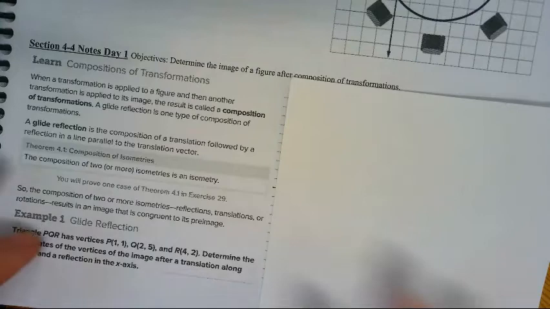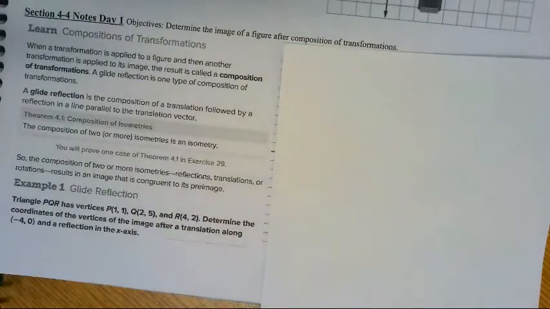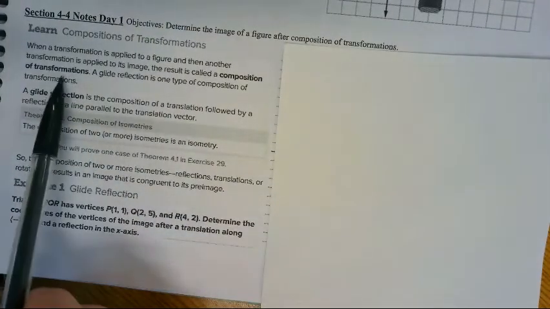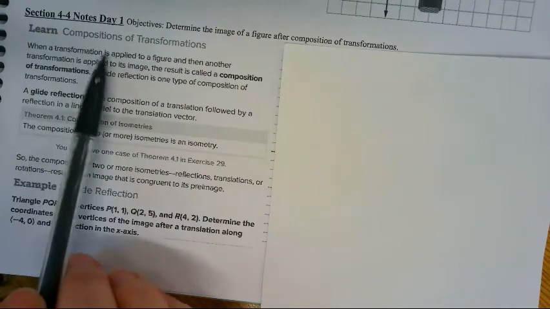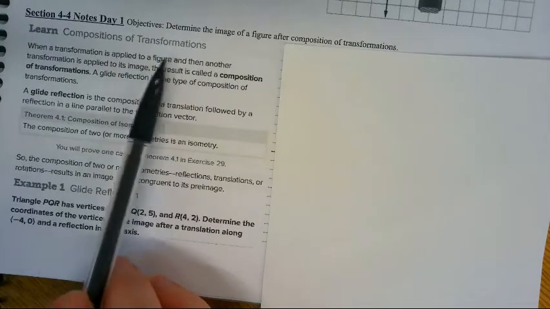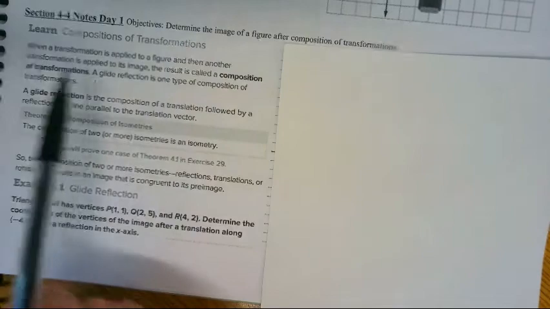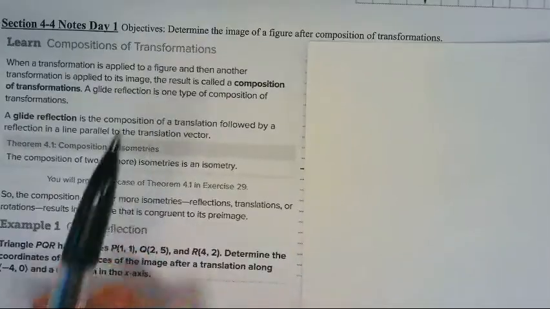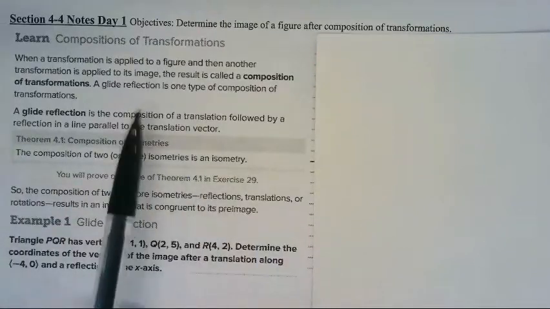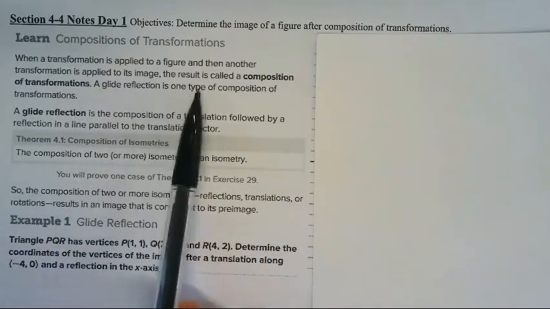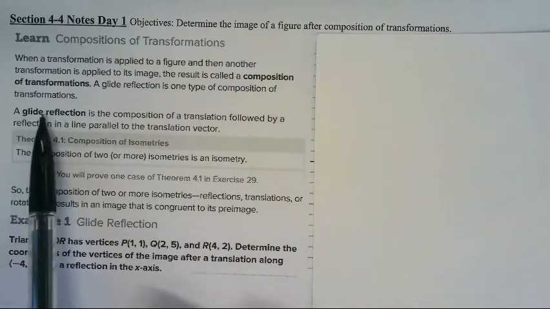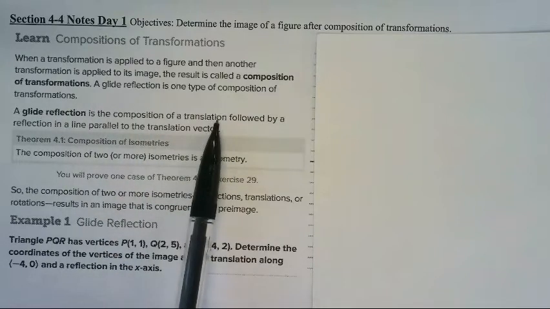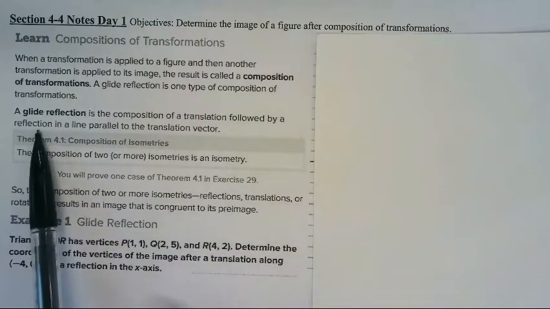Section 4.4 is where we're going to do a composition of transformations. A composition of transformations is when a transformation is applied to a figure and then another transformation is applied to its image. So you would essentially be doing two transformations. A glide reflection is one type of composition. A glide reflection is where you do a translation followed by a reflection.